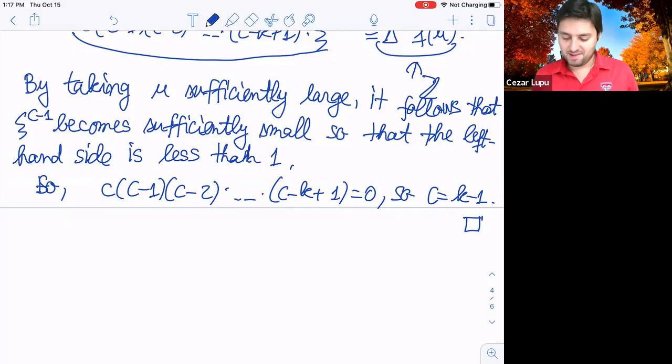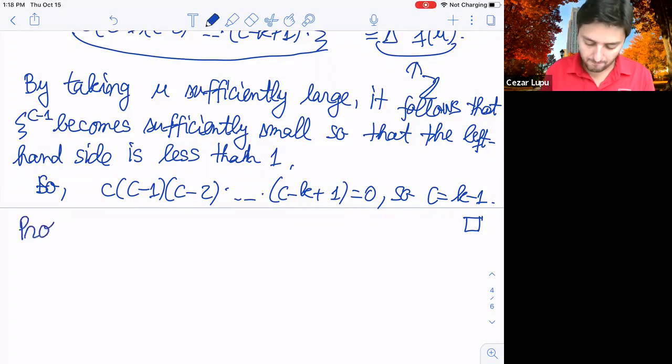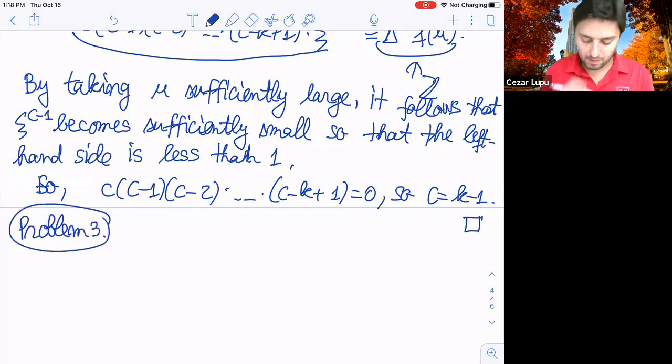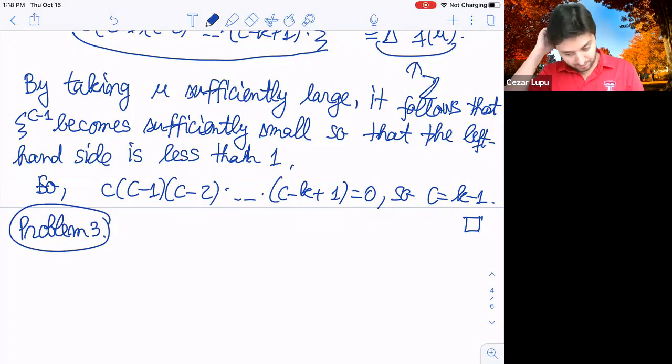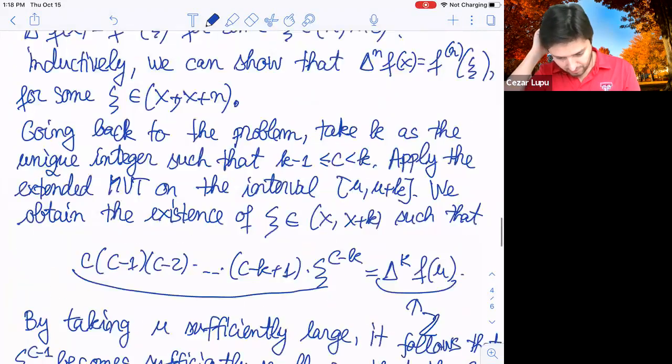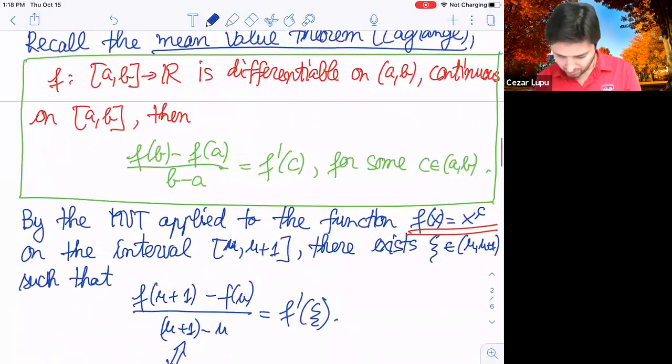Anyway, let me do another problem. In fact, I'll leave this to you. Let me see how much time I have. Maybe I'll leave it at the end, this one. It again uses some analysis. Or maybe no, okay, let me do it now. So problem 3. And I'll just tell you the main steps.